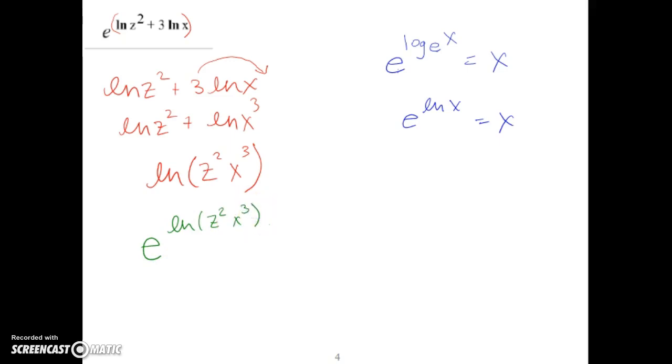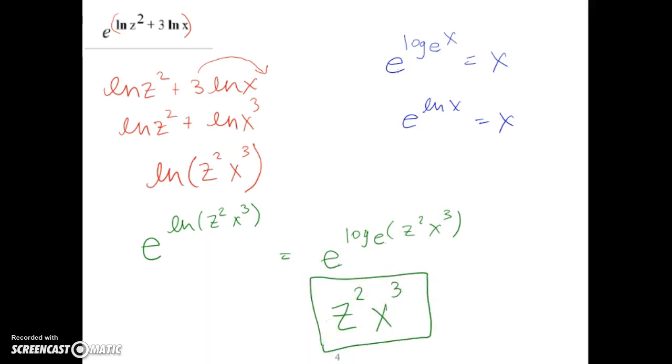And remember, e to the natural log of x is equal to x. So we could rewrite this as e to the log base e of z squared x cubed. And do you see, since the base of the exponent and the base of the log match, your answer is going to be z squared x cubed. So that's how these properties work to your advantage.